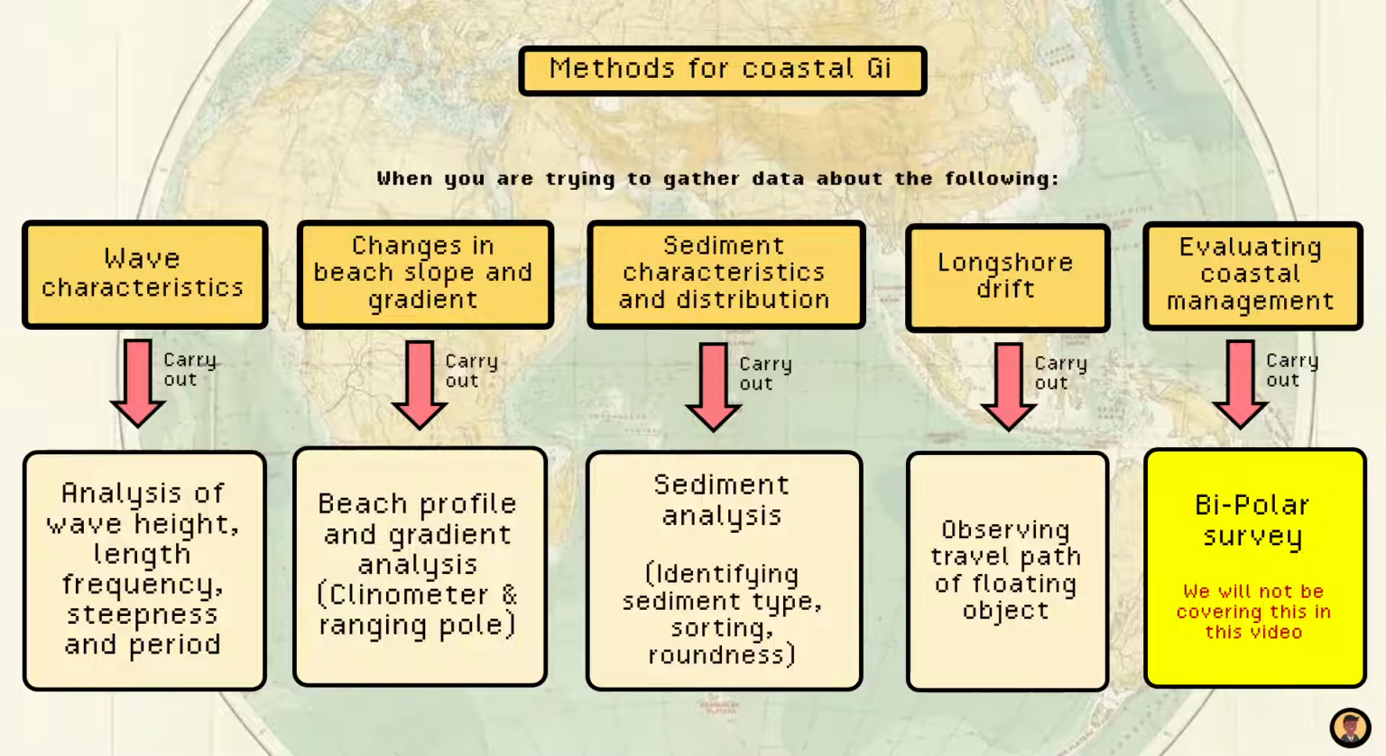When I'm trying to find out information about sediment characteristics and distribution, I will use the method of sediment analysis. If I'm trying to gather data about longshore drift, I would use the method of observing the travel path of floating objects. So lastly, you see here evaluating coastal management. It's in yellow because we will not be covering this. However, it will be in another future video. However, these four lighter boxes are the more important methods that I want you to be able to familiarize with.